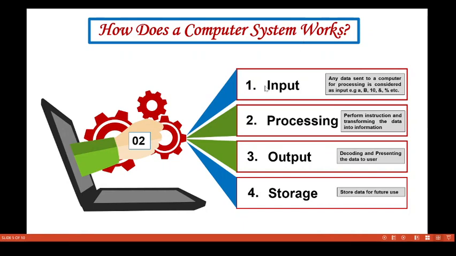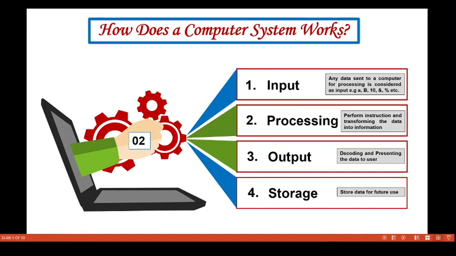So what is input? Input is any data sent to a computer for processing. For example, capital letter A or small letter A is an input, is data. B is data. 10 is data. N is data. Percentage is data, and so on. So anything that you input or type into a computer system, whether it is sound, alphabets, numerical numbers, characters, and whatsoever, anytime you type something or put something into a computer, that means you input data into a computer system, and the computer system will accept that data.